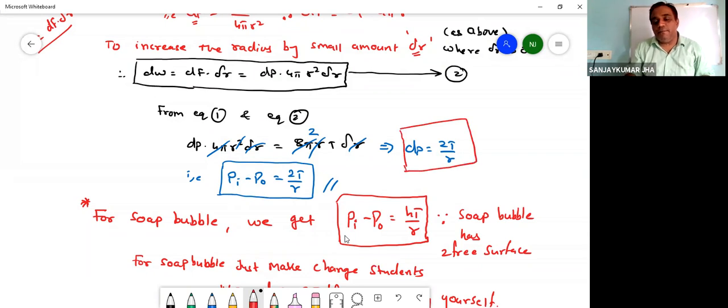But what is this dP? It is Pi minus Po. So Pi minus Po is 2T upon r. This is what you get for a liquid drop.